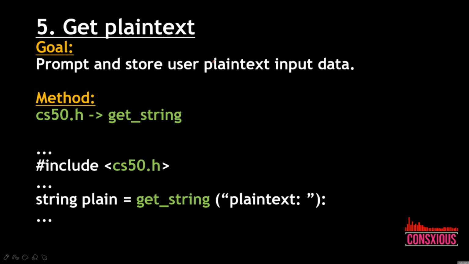Next we will go through the plaintext. This is very common and very similar to the previous one. We just have to add the cs50.h header, declare a variable with get_string. This is how we prompt for and store the user's plaintext.